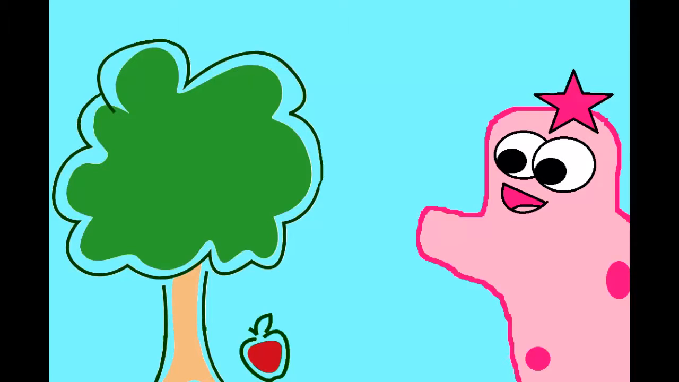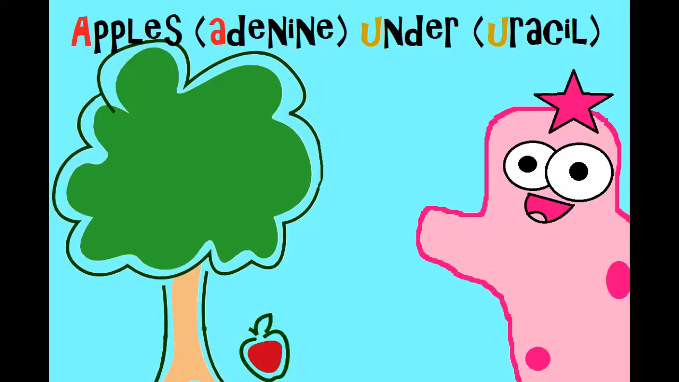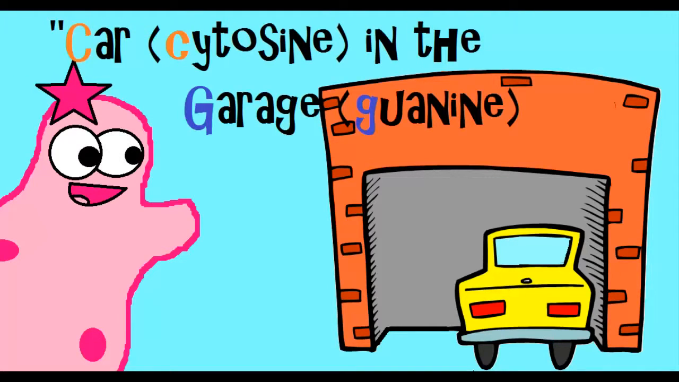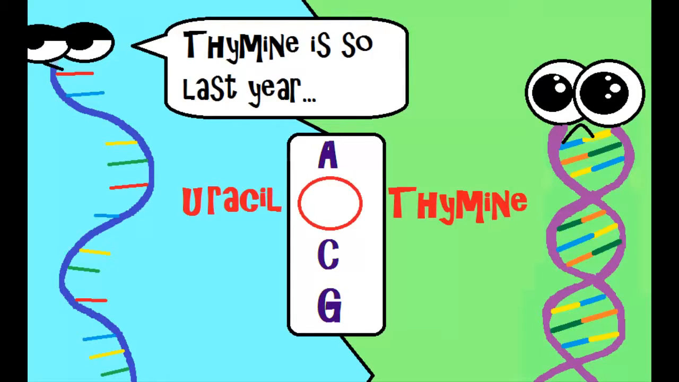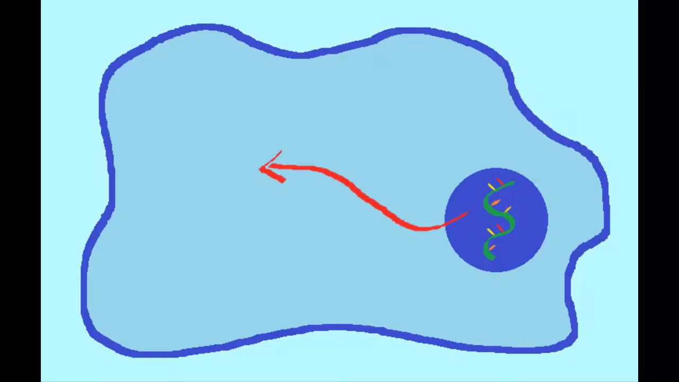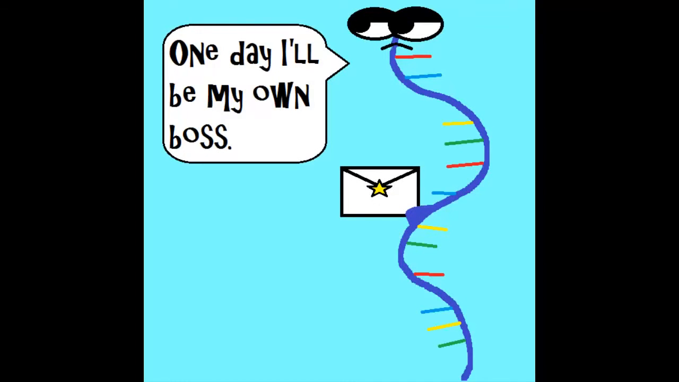So instead, try remembering apples under. So it's kind of like they're under a tree. A for adenine and U for uracil. They go together. Also, there's still C and G. Remember cars in the garage, that helps you remember cytosine goes with guanine. So the bases are pretty much the same in RNA except for the uracil instead of thymine. RNA also will start out in the nucleus, but it's going to travel out of the nucleus. It's going to help deliver the message.